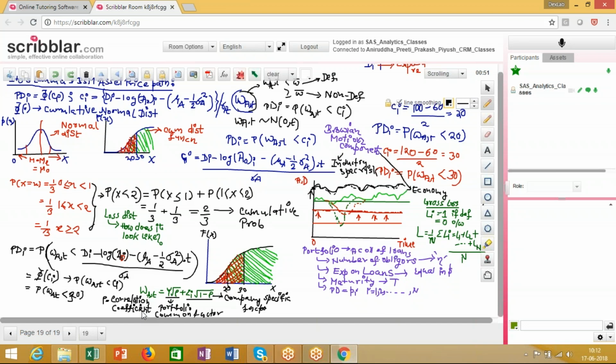So is the construction of this part clear? Are we clear on this? Any questions? Aditya, Preeti, Vishal.